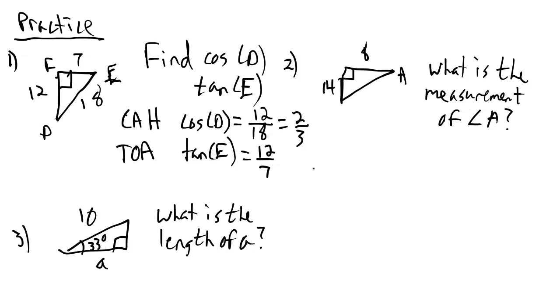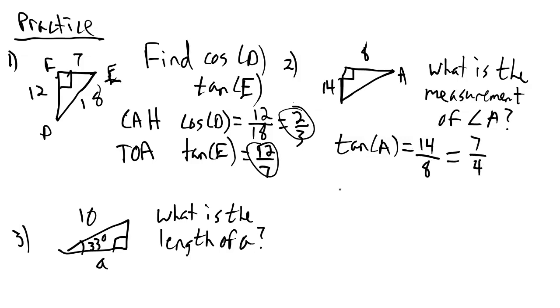What's the measurement of angle A? So we have 2 sides here. These are the 2 legs. What relates the 2 legs? That's tangent. So we say the tangent of A is equal to the opposite, 14, over the adjacent, 8. These can both be divided by 2, so this becomes 7 over 4.